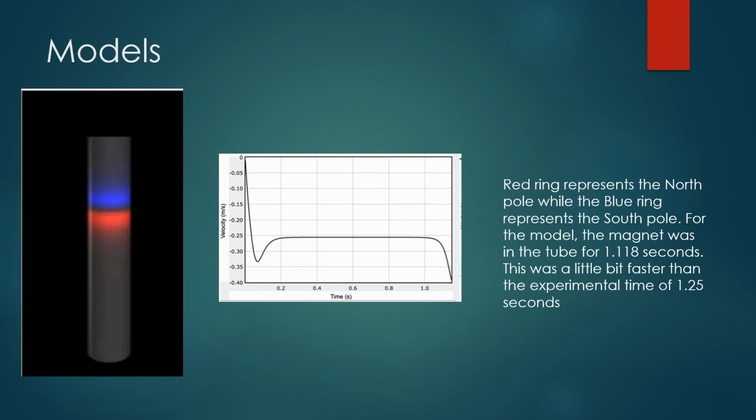And I do want to point out that in the velocity time graph, you can see that the velocity plateaued at around 0.2 seconds. This is around the time when the gravitational force and the magnetic force were equal to each other.